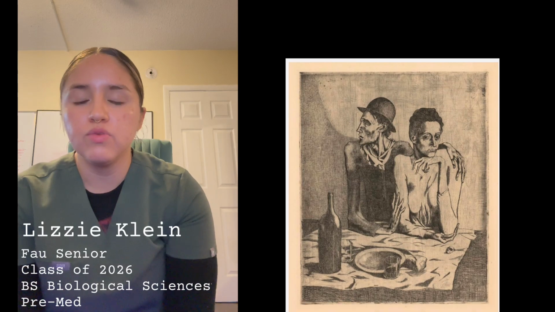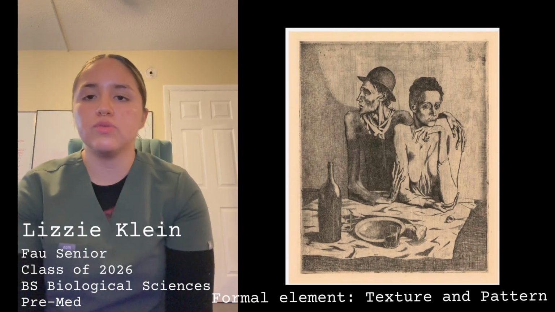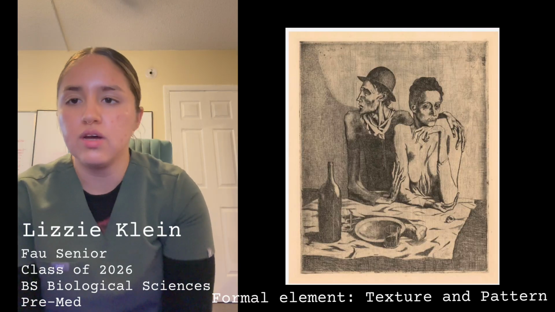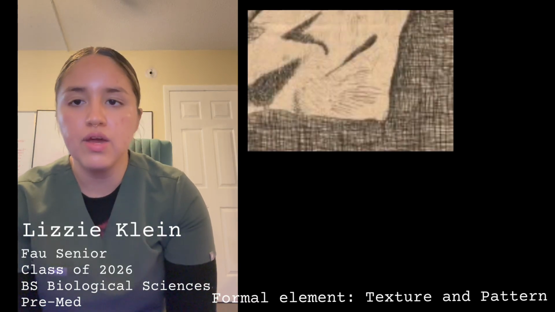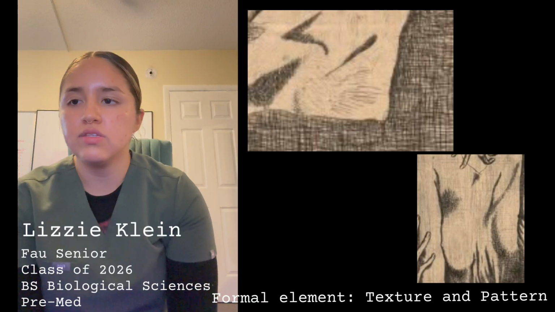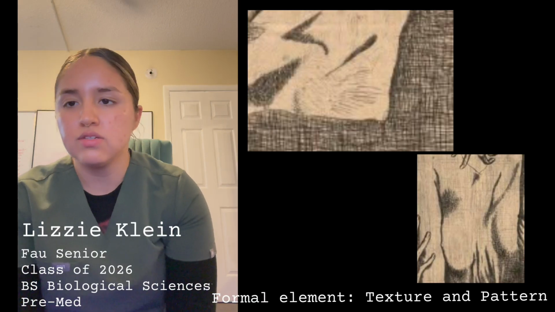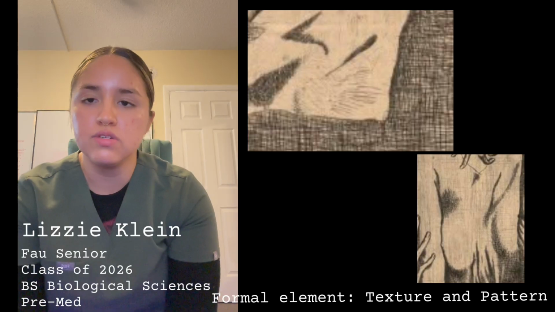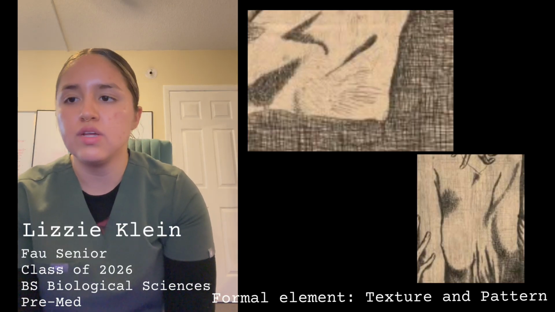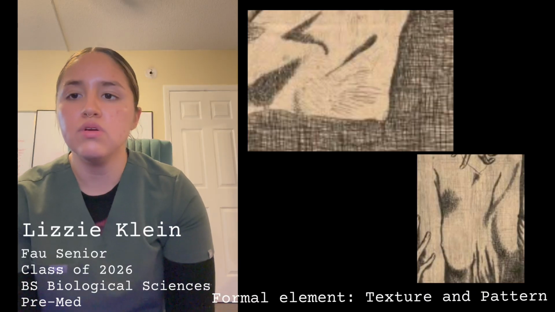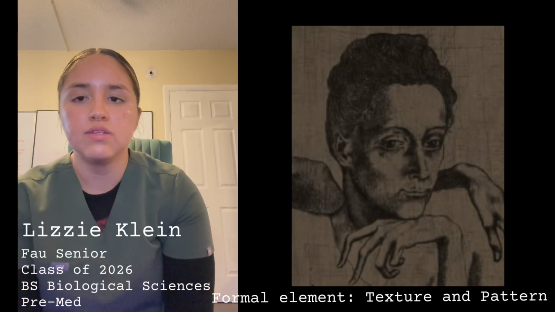In Pablo Picasso's The Frugal Meal, the formal element that I chose is texture and pattern. Picasso creates a dense, repetitive pattern of cross-hatched lines across the tablecloth and the figures' clothing, which generates a tactile texture. This pattern forces the viewer's eyes to settle on the rough surfaces of their surroundings, which stands in direct contrast to the smooth and almost hollow surfaces of the subjects' faces and hands.